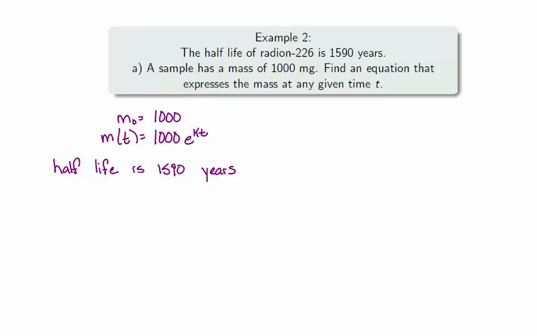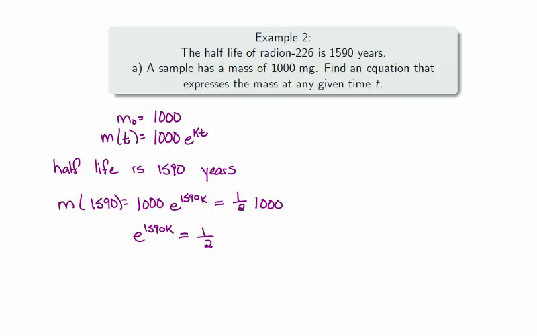So in 1,590 years, the mass of our sample will be reduced by half. Expressing this mathematically, we get m(1,590) = 1,000e^(1,590k) = 1/2 × 1,000. Canceling, we are left with e^(1,590k) = 1/2.